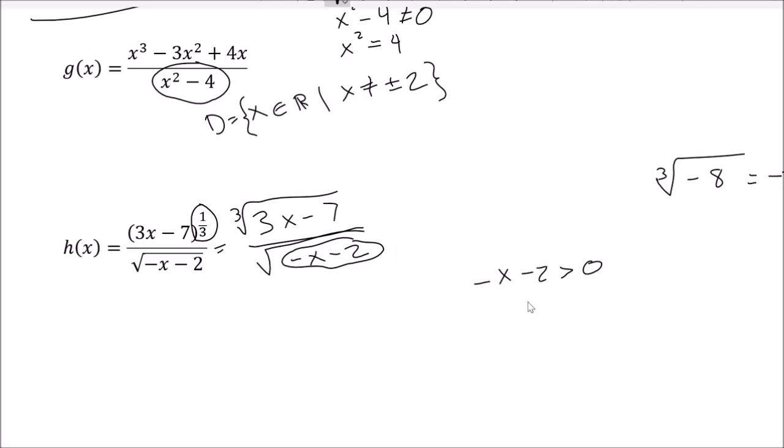So now we just need to solve this. So negative x is greater than 2, and then I'm going to multiply by negative 1, and that's going to flip the inequality, so x is less than negative 2. Let's finish up our notation. And now we are done.